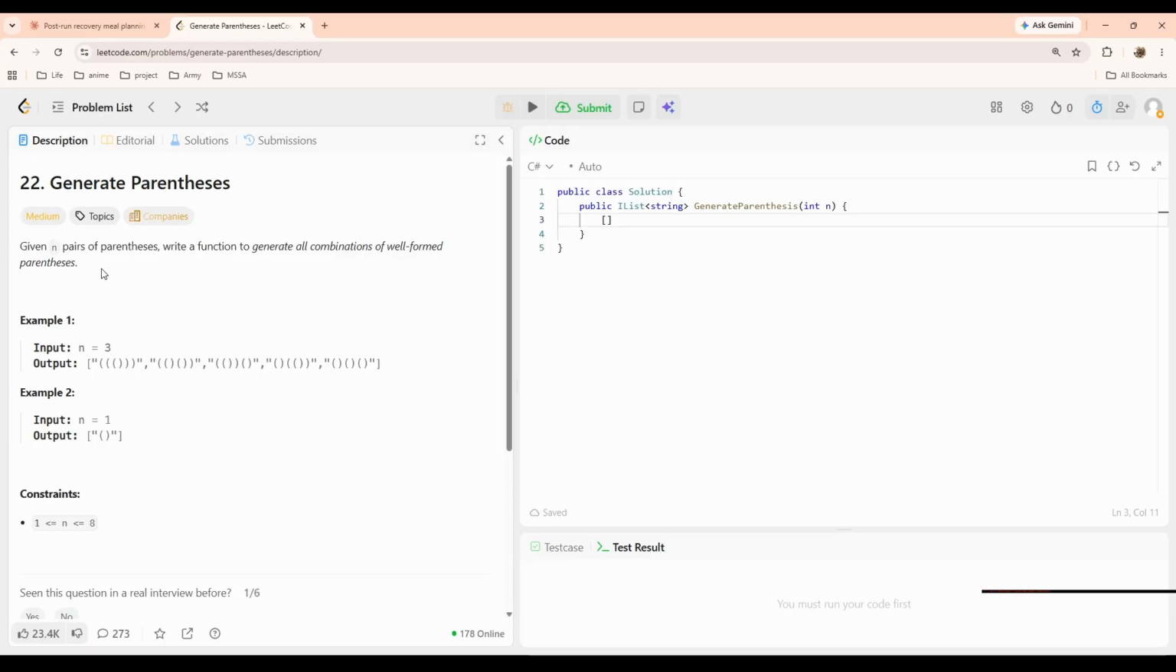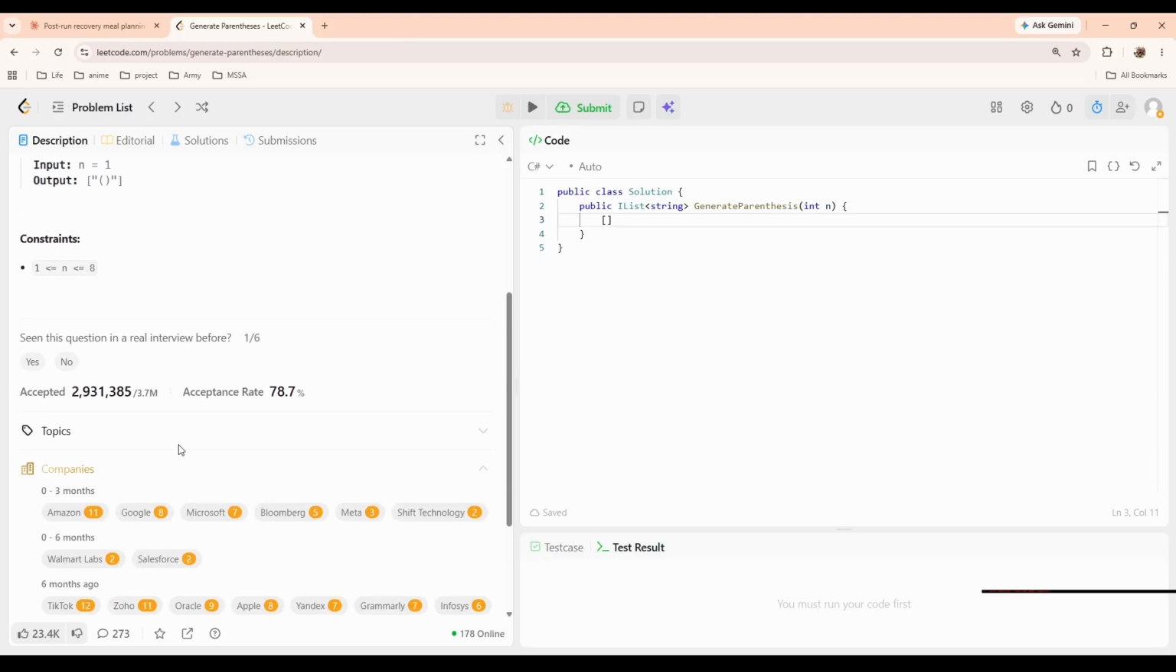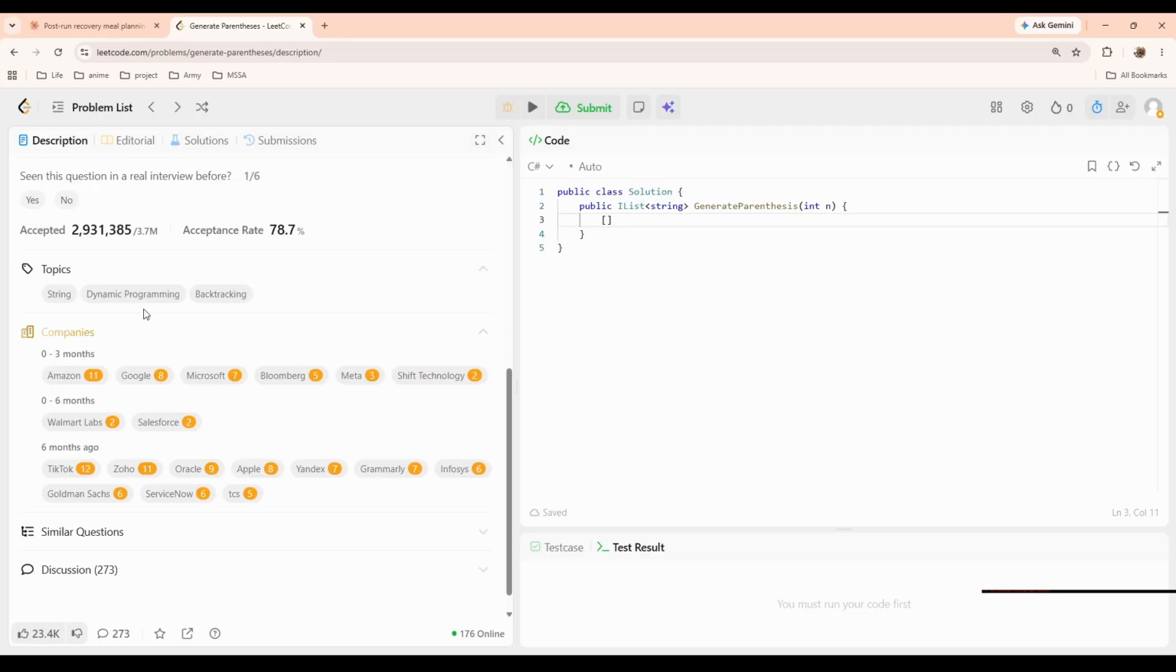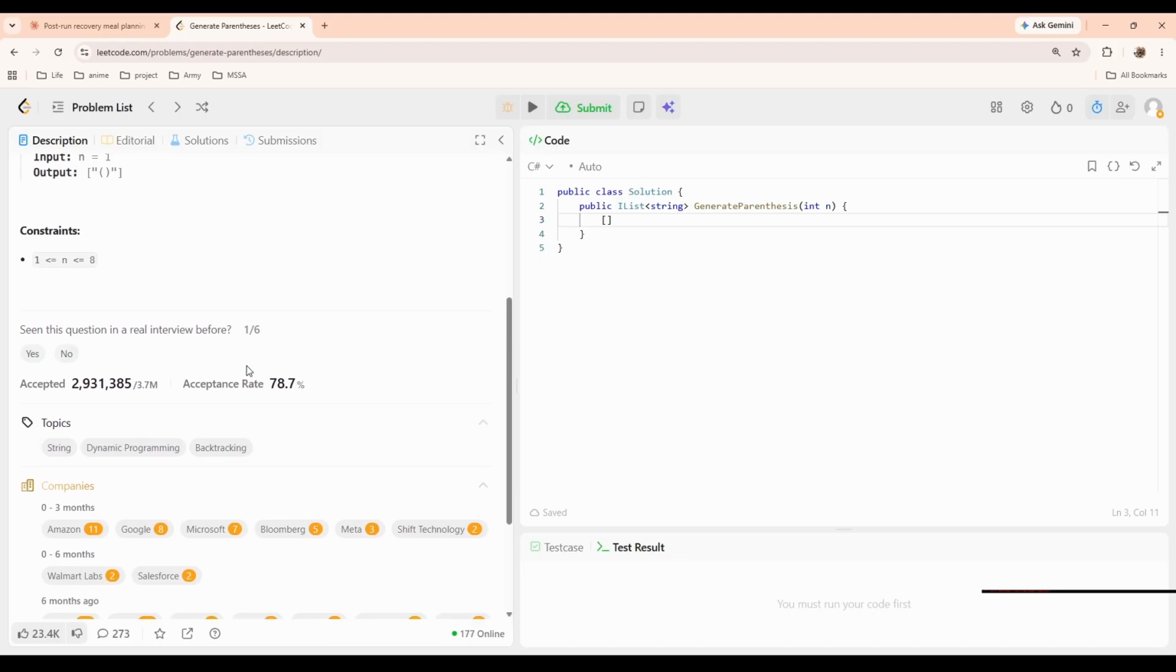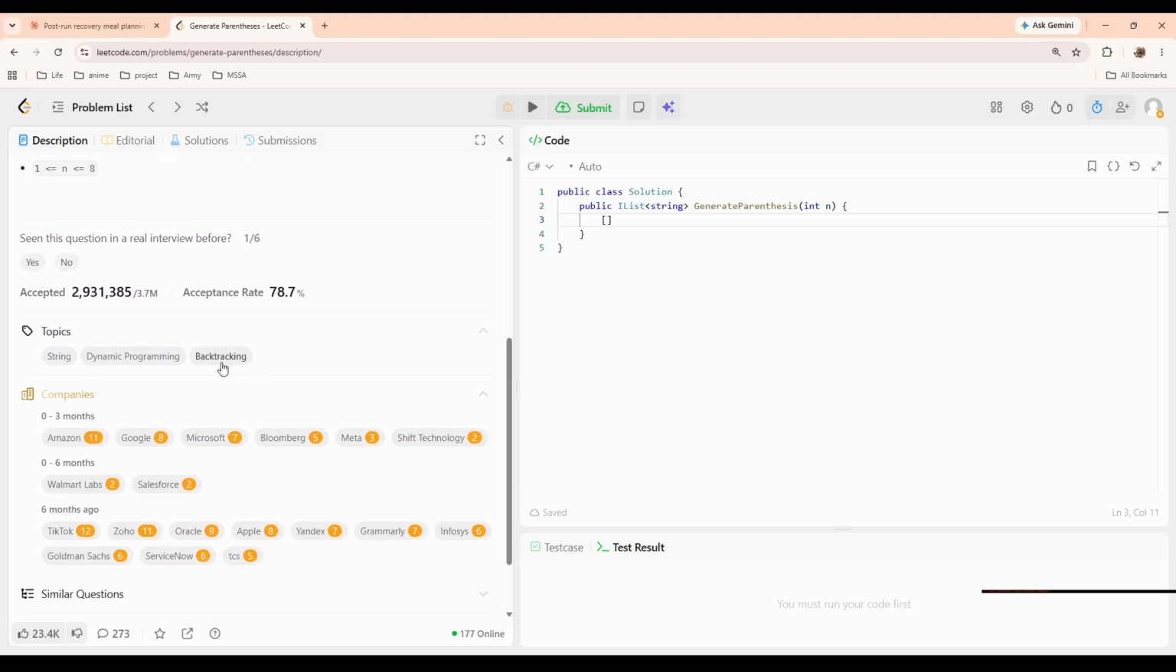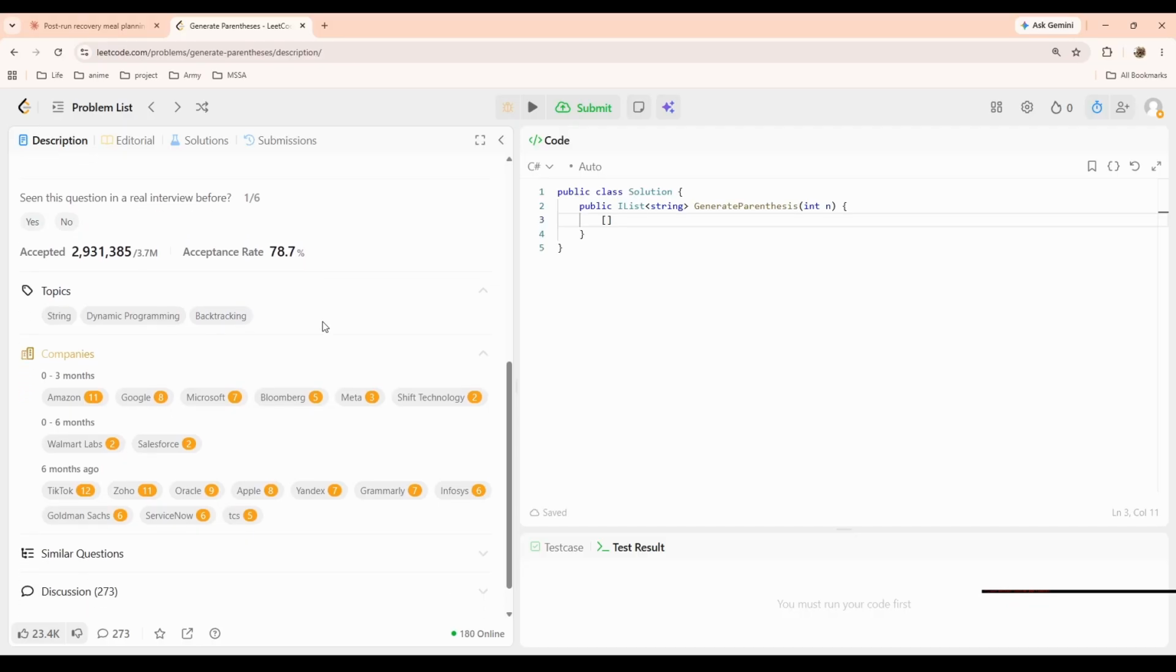But I think a good way for us to get a hint of what this might cover is looking at the topics. It's a very, very popular question, it seems. Topics: dynamic programming, backtracking, and string. So I guess we should definitely try to use dynamic programming. I'm not sure if I have used backtracking in any of my approaches so far. I've heard that this is a very prominent approach when it comes to a lot of the Leetcode problems. Also, the acceptance rate is very high, a lot higher than even the easy problems, which is interesting.